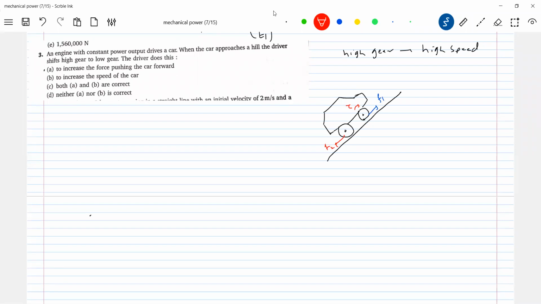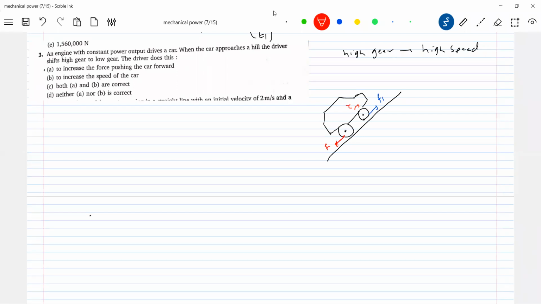If it is front wheel driven, usually you'll get two types of cars: front wheel driven and rear wheel driven. Try to see this, this is what happens here. Now what is the basic necessity when the car approaches a hill? The driver shifts from high gear to low gear.